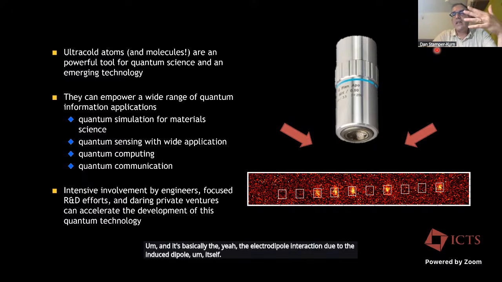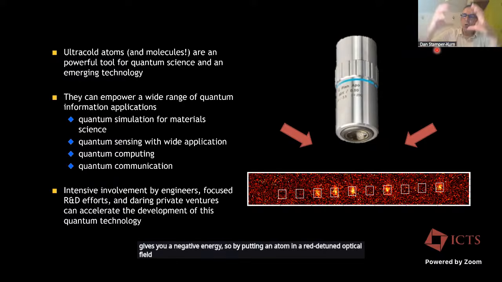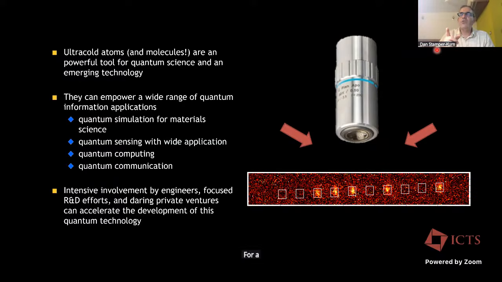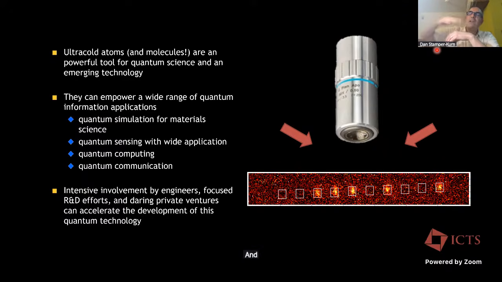For light that is red detuned from the atomic resonance, the orientation of the dipole moment with respect to the electric field gives you a negative energy. So by putting an atom in a red detuned optical field, you lower its energy. For a blue detuned optical excitation, the dipole responds out of phase to the drive of the electric field. Now the energy turns out to be positive, and an atom raises its energy in the presence of light. That's what's happening inside of an optical lattice.